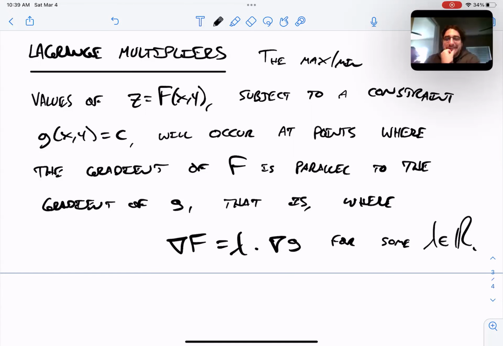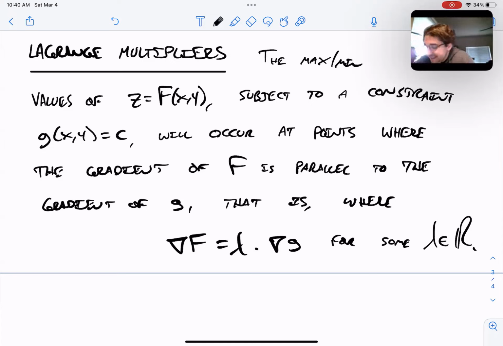Lagrange multipliers. Lagrange multipliers is really this observation right here. So what are we saying? The max and min values of some surface z equals f of x, y. This is what we're looking for, right? Our max and min values of a surface.